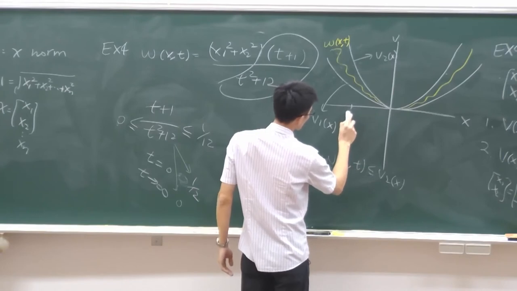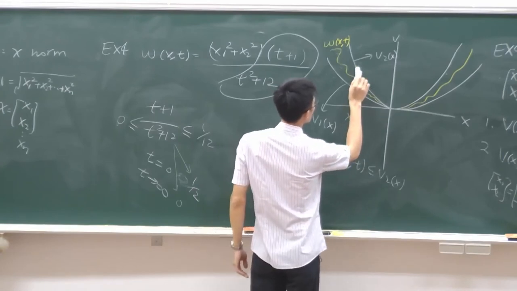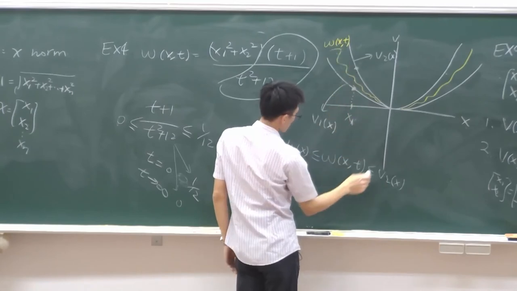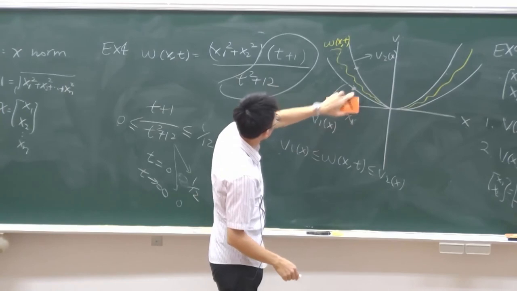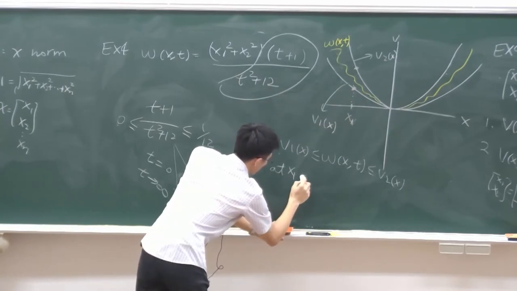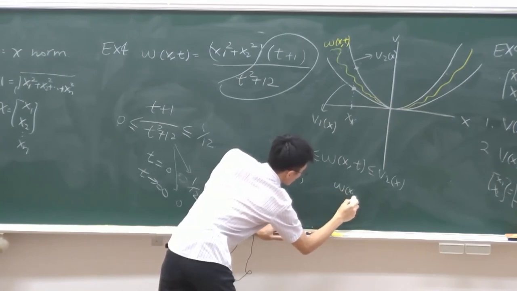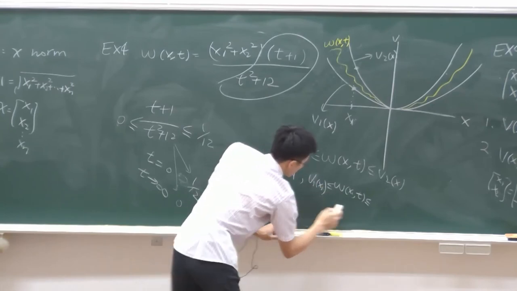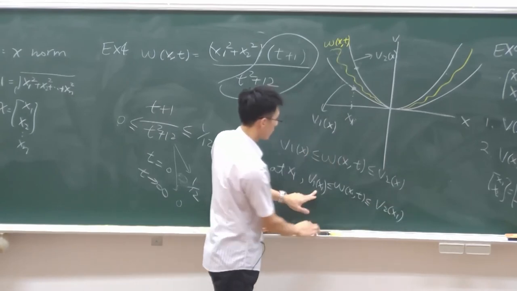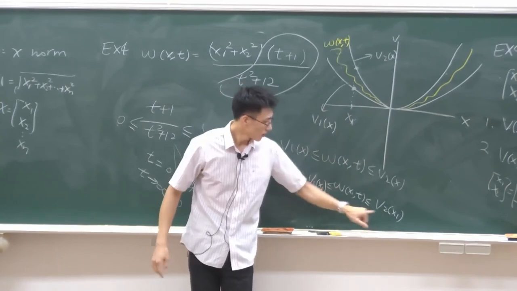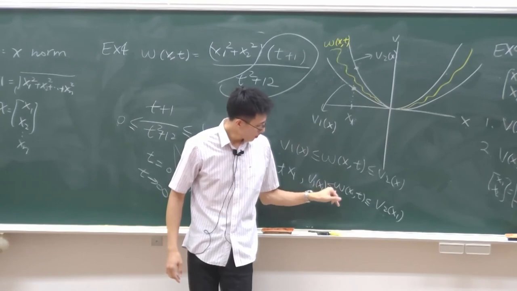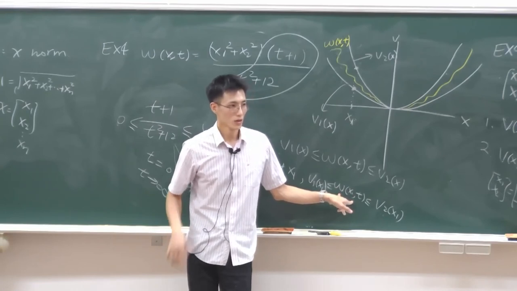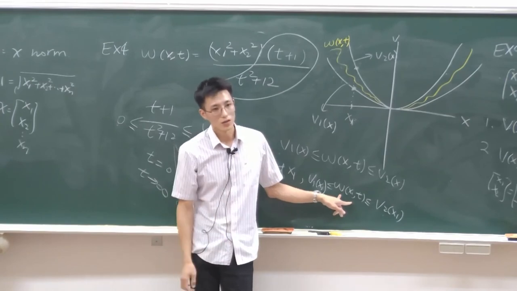Given some x, say x1, this W at x1 is lower and upper bounded by V1(x1), V2(x1), right? And these are not depending on time, okay? Although W changes with time, it remains bounded, right? So it's uniform. Remember, we say uniformly means it doesn't depend on time, okay? So it's uniformly stable. Do you understand?